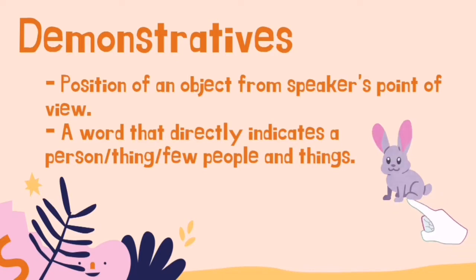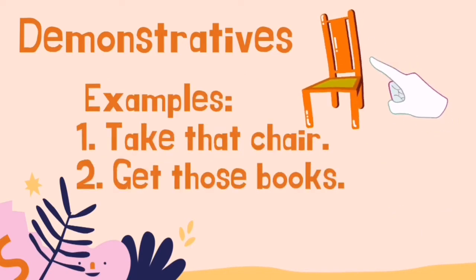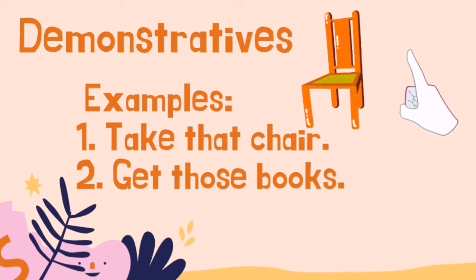Can you see the picture? The finger is pointing out the rabbit. That is called demonstratives. For example, take that chair. We are pointing to that chair. It's not general, we are just pointing to that chair.